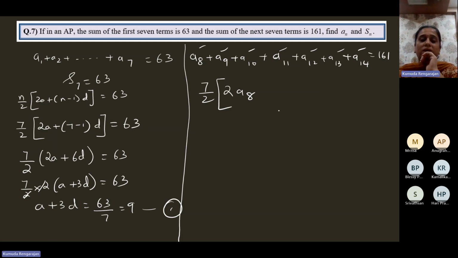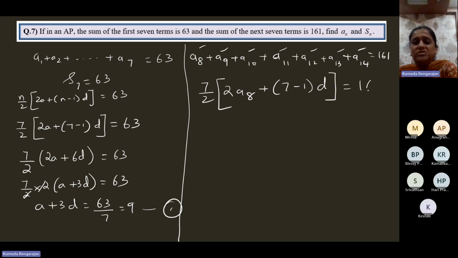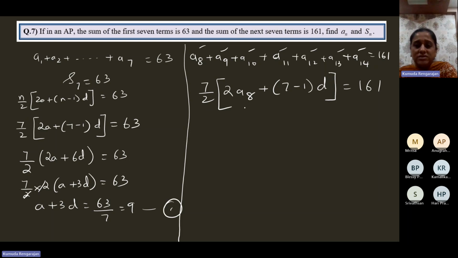7 by 2 of 2a. In this sum, which is the first term? A8. So it is 2 into A8 plus 7 minus 1 into d, which is equal to 161. And what is A8? A plus 7d. So you will get another equation in a and d. Solve these two equations simultaneously to find the values of a and d.